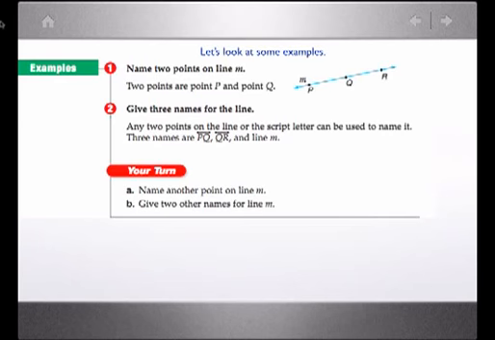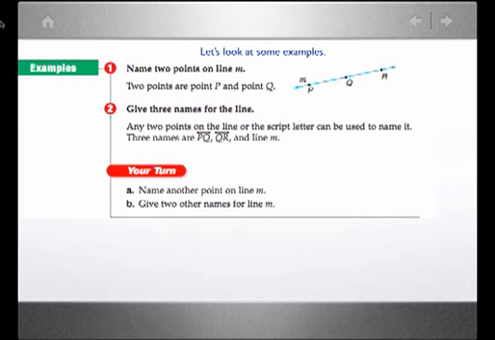Let's look at some examples. We're given a line here and asked to name 2 points on that line. 2 points are point P and point Q. We're then asked to give 3 names for the line. Any 2 of the points on the line or the lowercase script letter can be used to name it. So, 3 names might be line PQ, line QR, or line M.